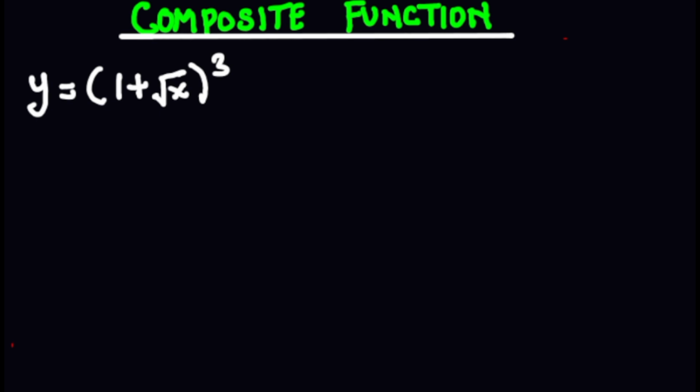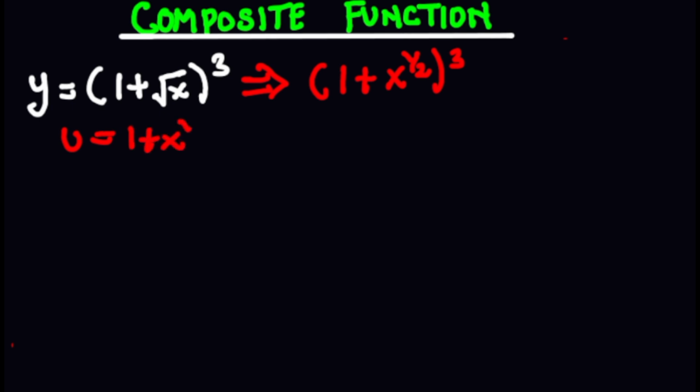Let's take a look at the next question I'm having here. The question says y equals open a bracket, 1 plus root of x, all raised to the power of 3. Now I'm going to rewrite this particular question in this form: 1 plus x to the power of 1 over 2, then all this to the power of 3. Then I can say let u equal 1 plus x to the power of 1 over 2, and in that case my y becomes u raised to the power of 3.